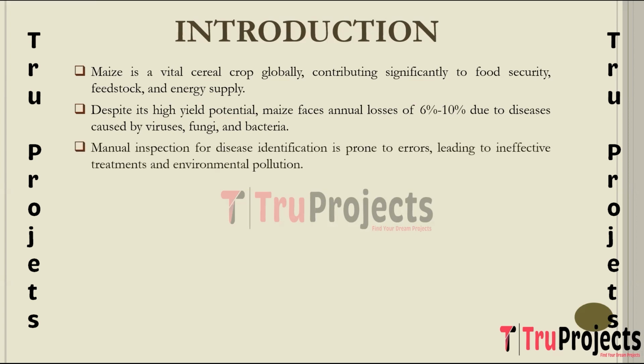The traditional approach for identifying maize diseases involves manual inspection by agricultural specialists. However, this method is prone to misinterpretation, resulting in ineffective pesticide treatments, environmental pollution, and increased toxicity to maize crops.